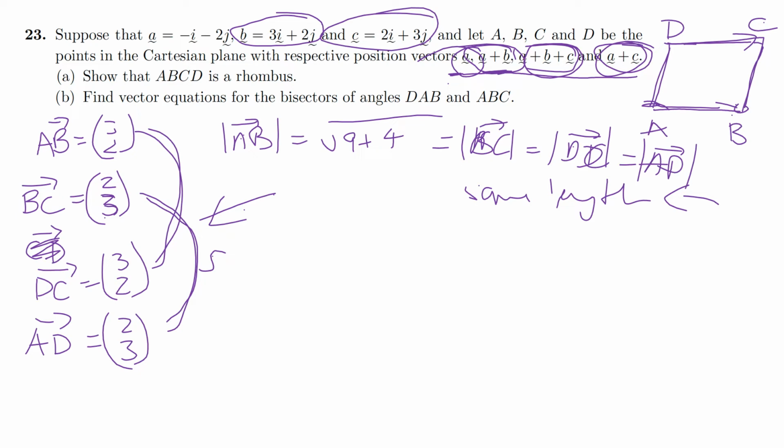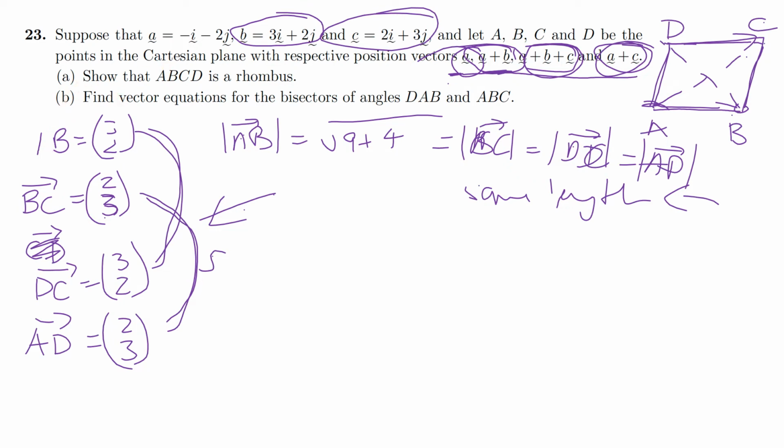All right, and then we have to find vector equations for the bisectors of the angles DAB and ABC, so the two diagonals. Basically, we have to find the lines. Now, we already know it's a property of the rhombus that the diagonals bisect. So therefore, we just have to find those lines. So let's find the line for AC. So first we'd have to find vector AC.